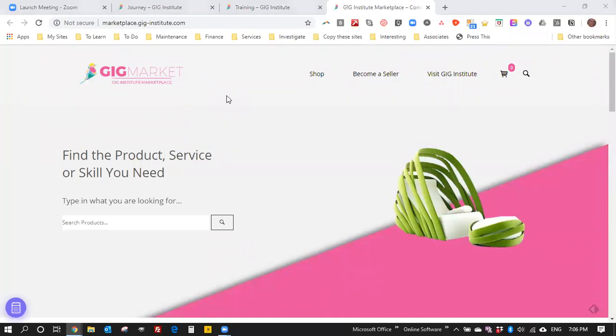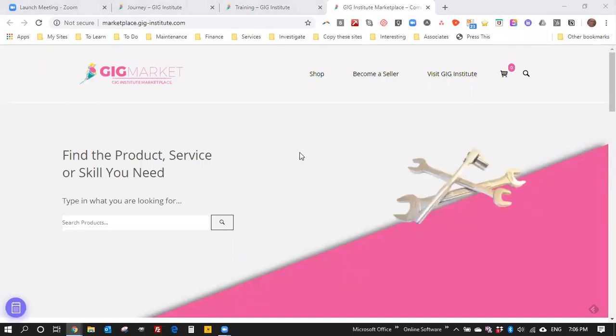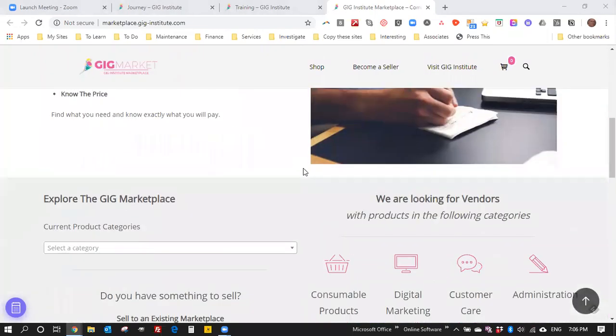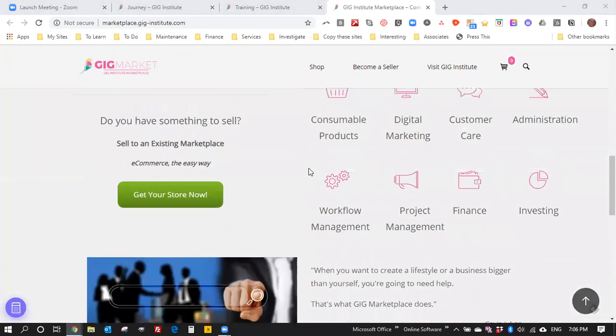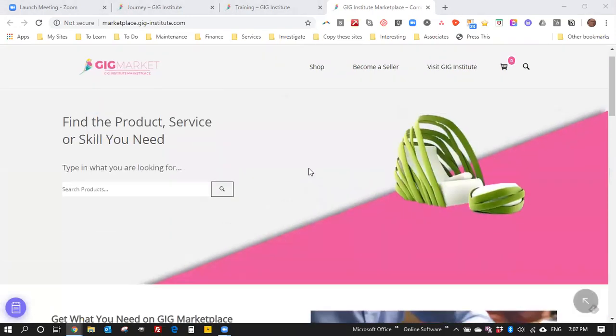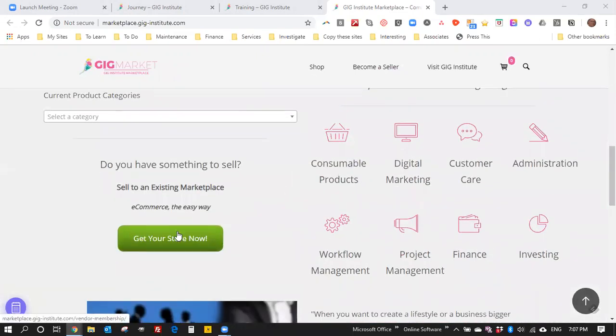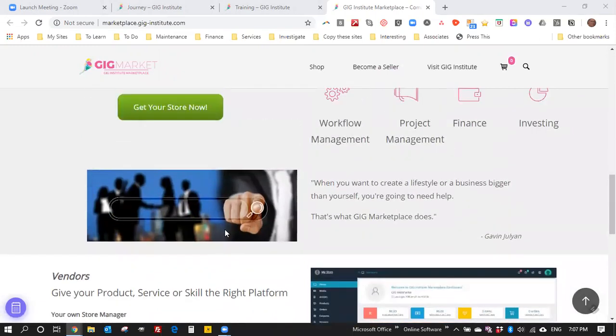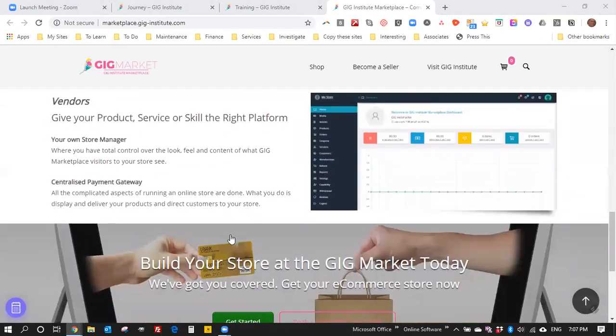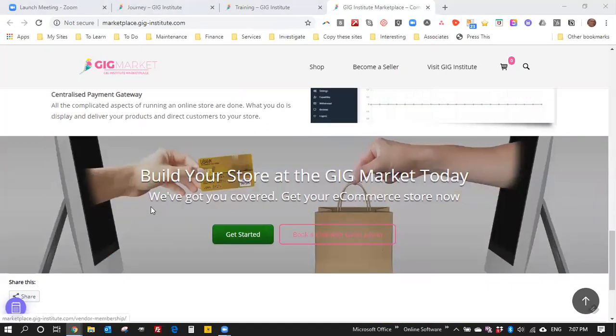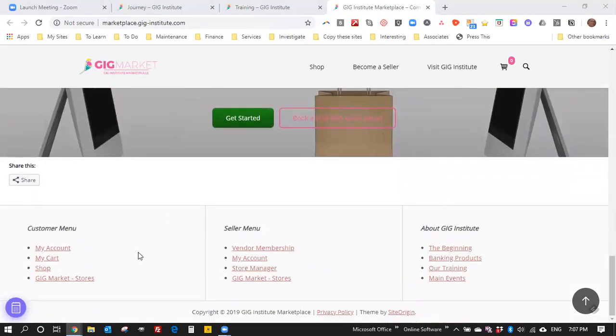The marketplace itself is very easy to use. What we have is an introductory blurb on the marketplace, and then numerous places where you can get your store. So in the menu, you can become a seller. Down here, you can get your store. And over here, at the bottom, you can get started. All of those will give you a store. And then in the menu at the bottom, you can go for vendor membership and look at your account and get to your store manager and look at the stores.